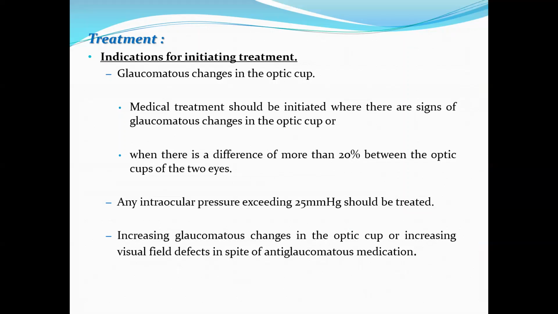Medical treatment includes drops. Indication for initiating treatment: glaucomatous changes in the optic cup. Medical treatment should be initiated where there are signs of glaucomatous changes in the optic cup or when there is a difference of more than 20% between the optic cups of the two eyes. Any intraocular pressure exceeding 25 millimeters of mercury should be treated, as well as increasing glaucomatous changes in the optic cup or increasing visual field defects in spite of anti-glaucomatous medication.